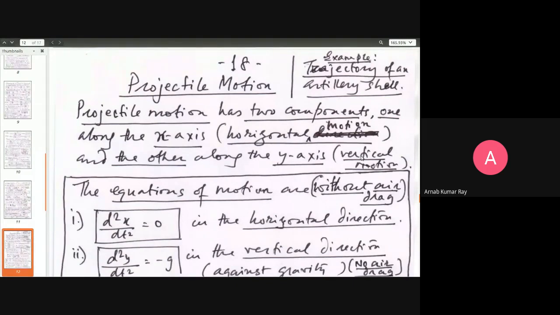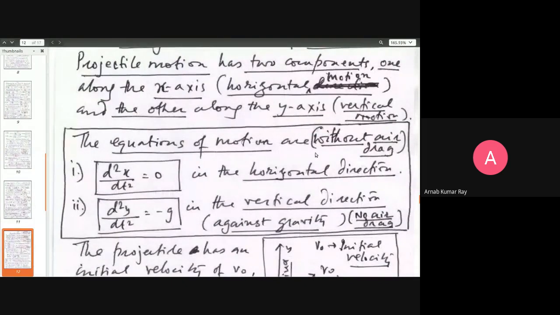The barrel of the artillery cannon is kept at an incline. The shells being fired out of the cannon have two components of motion: a vertical motion along the y-axis, and a horizontal motion along the x-axis. So the equations of motion: for the time being, let's not worry about air drag.